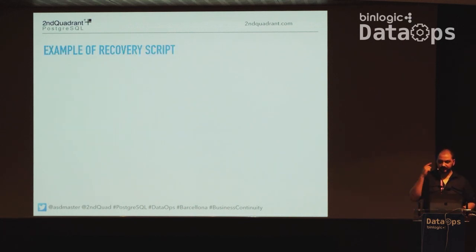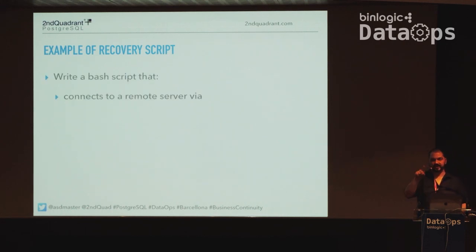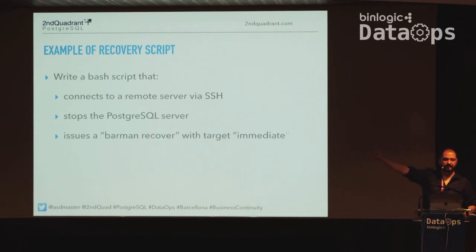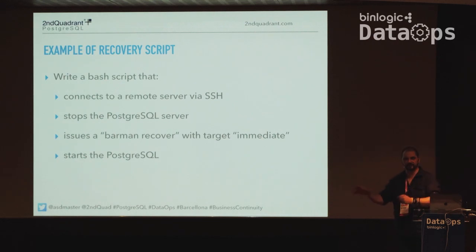Why am I saying this? Because through the recovery script, you can create a bash script that connects to a remote server via SSH, stops a PostgreSQL server if it is in action, issues a barman recover from the Barman server to the new server, okay, and starts the PostgreSQL server again. This is enough to test that the backup is up, okay? You can also execute a couple of queries on the recovered server. You can do that through the script. But the fact that the server is starting is a good point, okay?